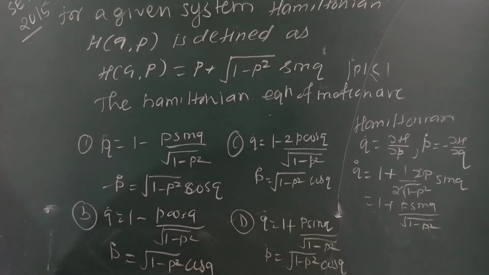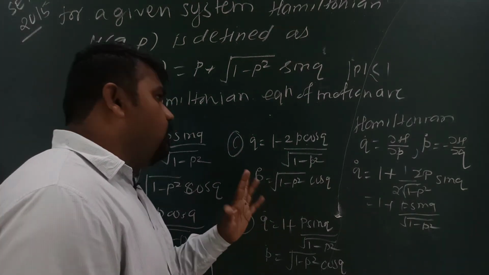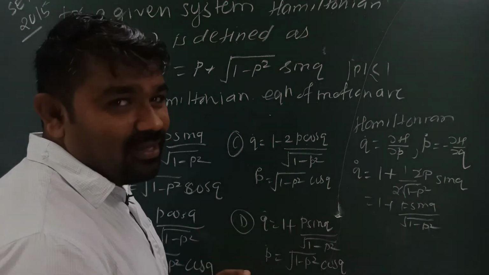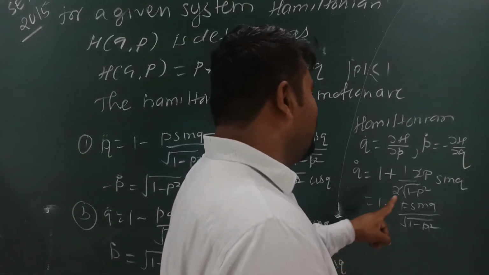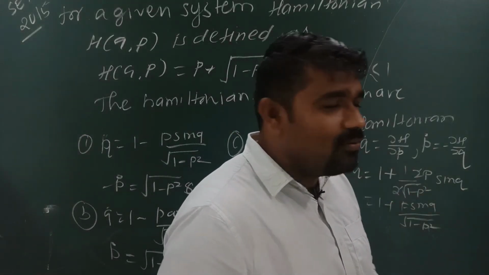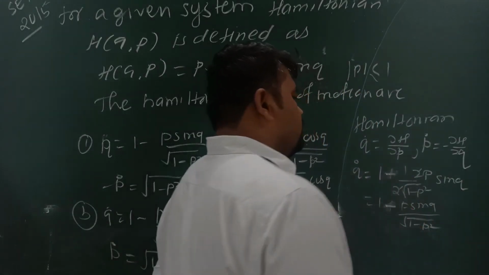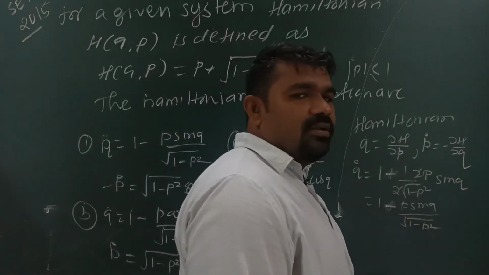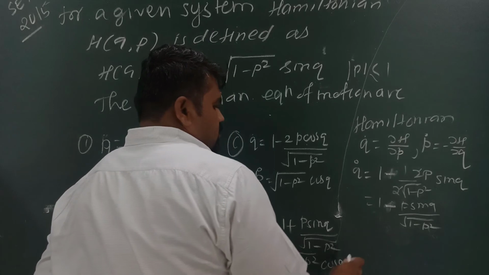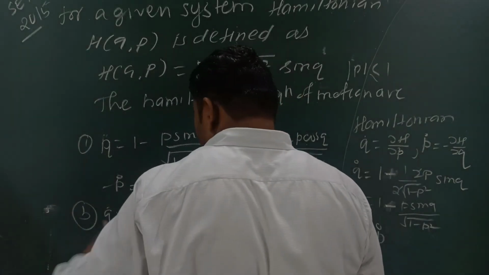Q dot is equal to this. But there is no option with plus, so some mistake is there. Which mistake? You take the derivative of 1 minus p square. 1 minus p square derivative is how much? Minus 2p, so a minus sign will come. The derivative of 1 is 0, but the derivative of p square is minus 2p. Minus becomes plus. Next, the minus on the left side we can take to the RHS.